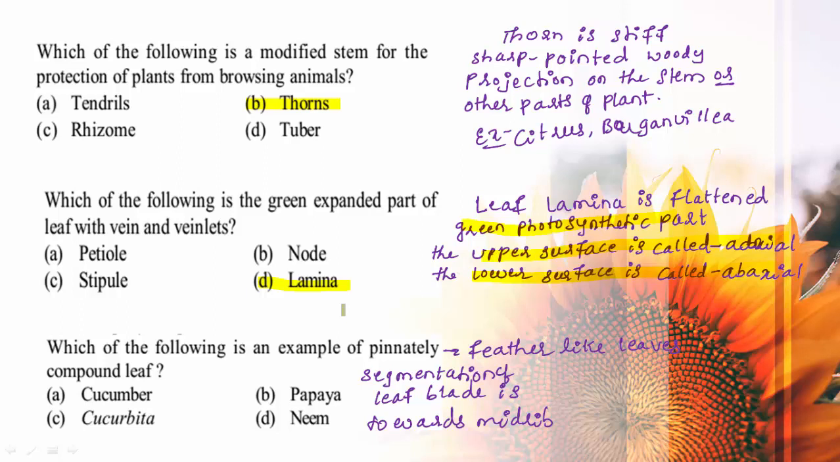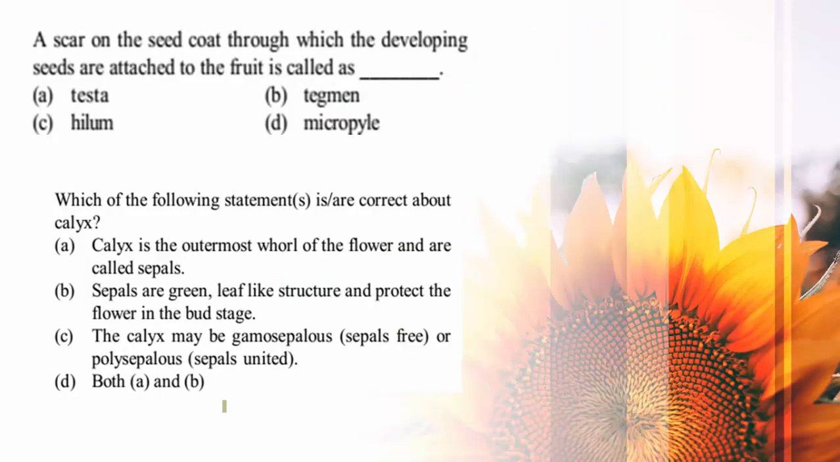The pinnately compound leaves are having feather-like appearance. The segmentation of the leaf blade occurs towards the midrib, and among the given options, the right answer is neem. In case of neem, the pinnately compound leaves are present. Then moving to next question.